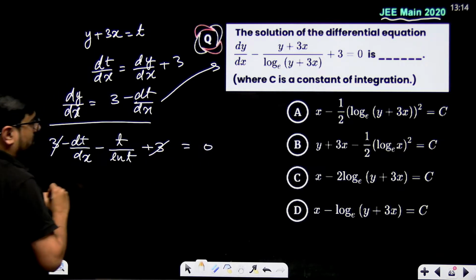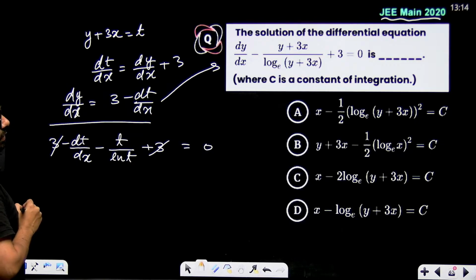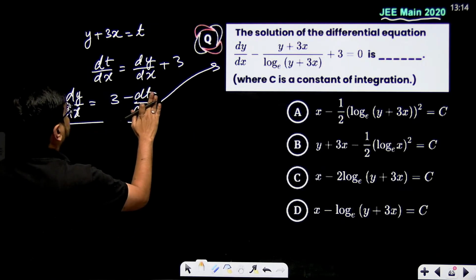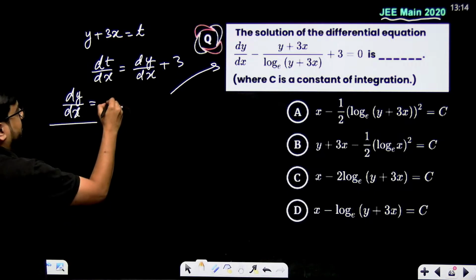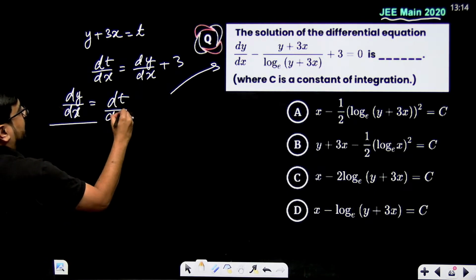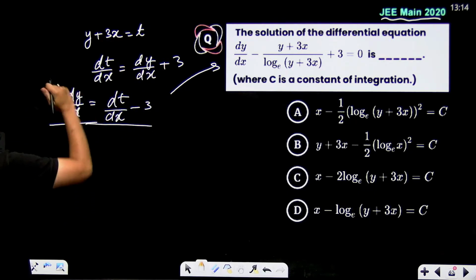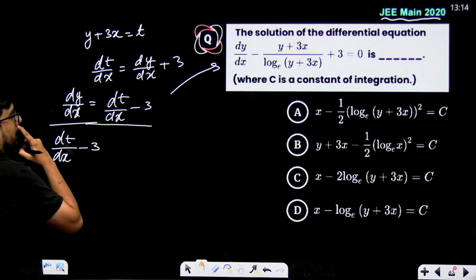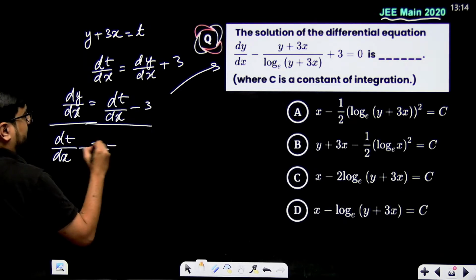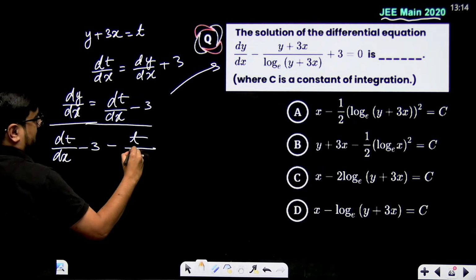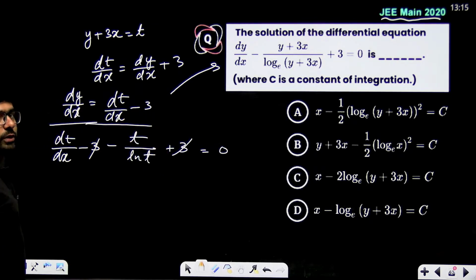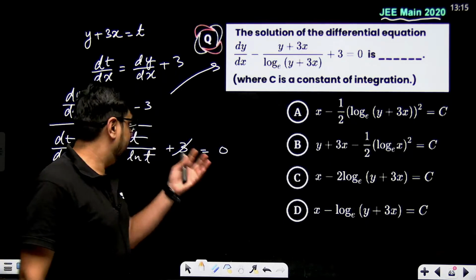So no, wait, dy by dx is dt by dx minus 3. Sorry, we did it the wrong way around. Dy by dx will become dt by dx minus 3. I'm so sorry. Okay, right? Minus 3 will come this side. Now we'll substitute dt by dx minus 3 minus t by ln of t plus 3. That's why I remembered that these 3's should get cancelled. That's why it clicked to me that something went wrong.